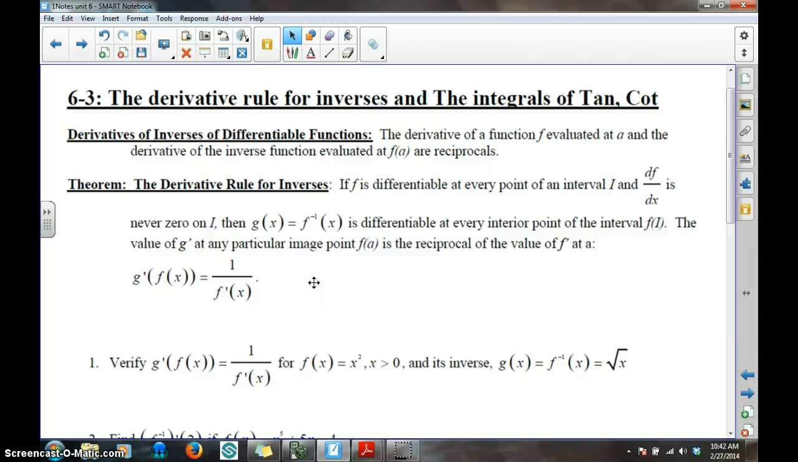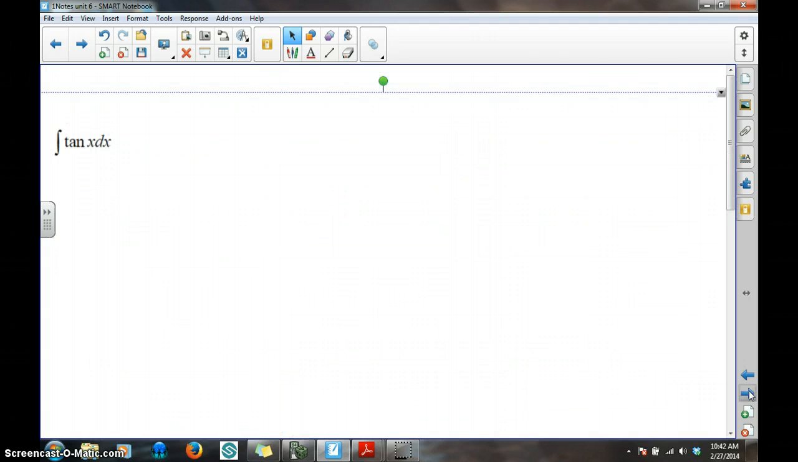And that is the derivative rule for inverses, followed by the integrals for tan and cotangent. I'm actually going to do the integrals for tan and cotan first because they're easy, and all I need to do is show you where they come from and how they are calculated. They're pretty simple, pretty straightforward, and I'm guessing that most of you have already figured them out.